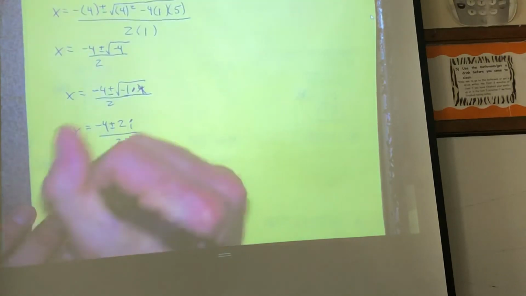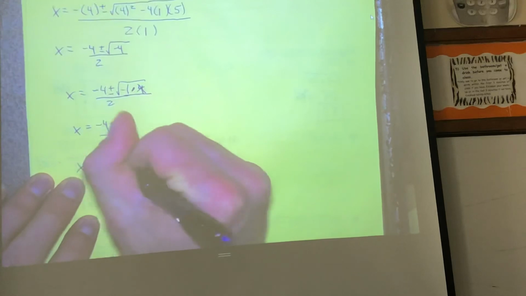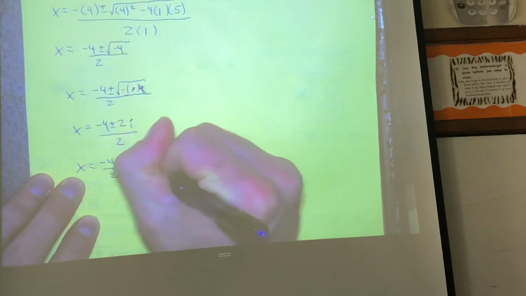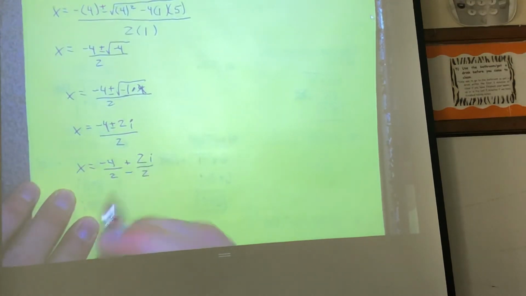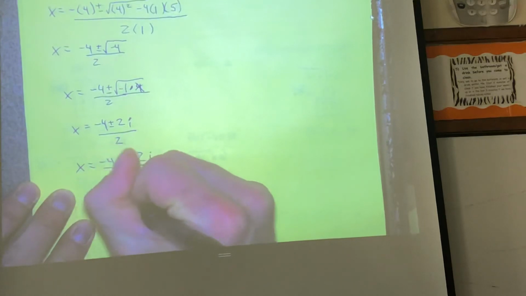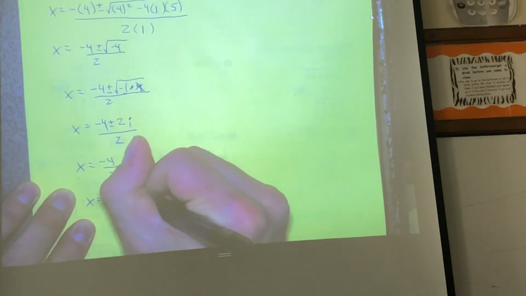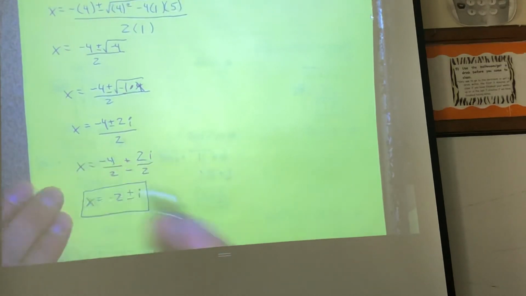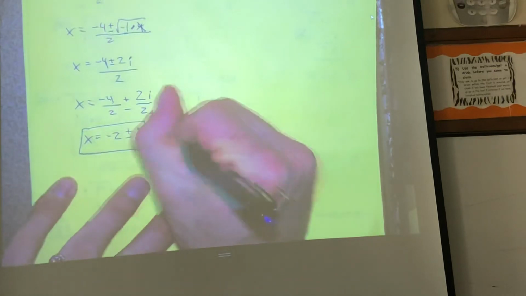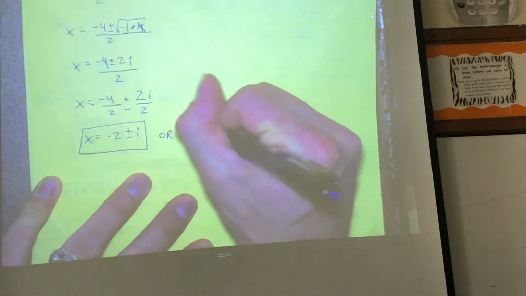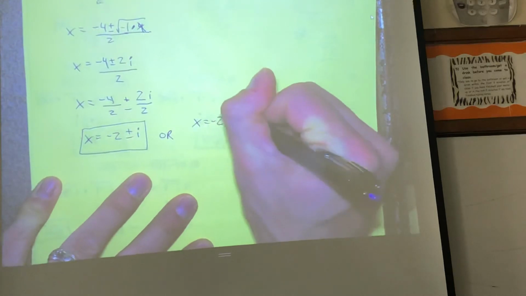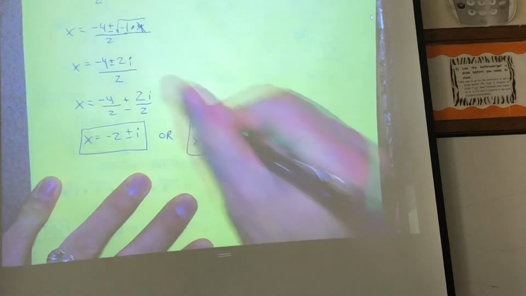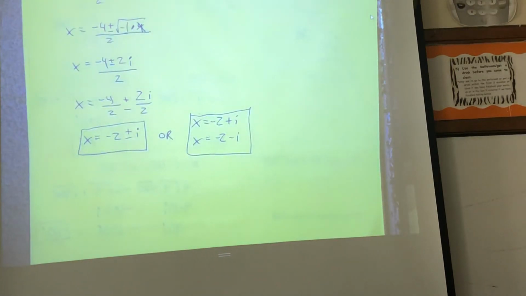Next thing that we are going to do is turn this into fractions. So we have negative 4 over 2 plus or minus 2i over 2. Negative 4 divided by 2 is equal to negative 2. 2i divided by 2 should be just i, or 1i. You can leave your answer like that, or you can rewrite this as x equals negative 2 plus i, x equals negative 2 minus i. Those are 2 possibilities you can write your answer.